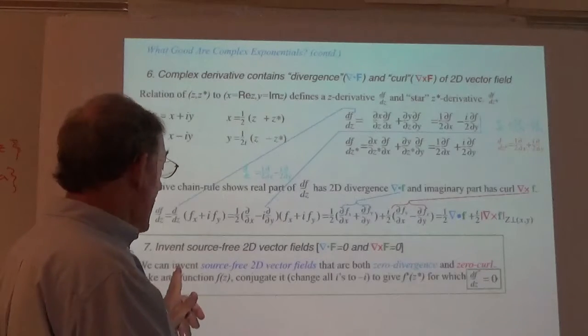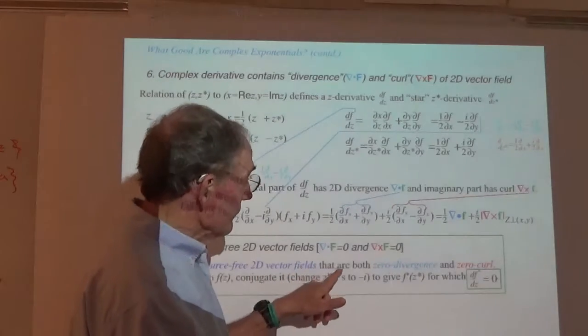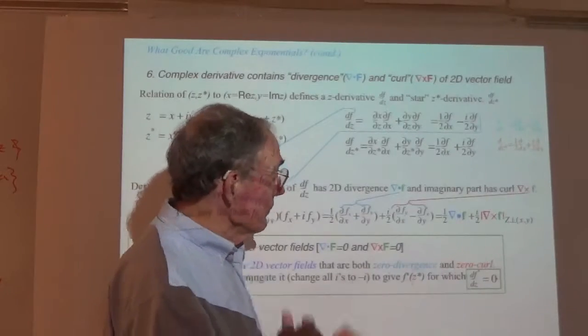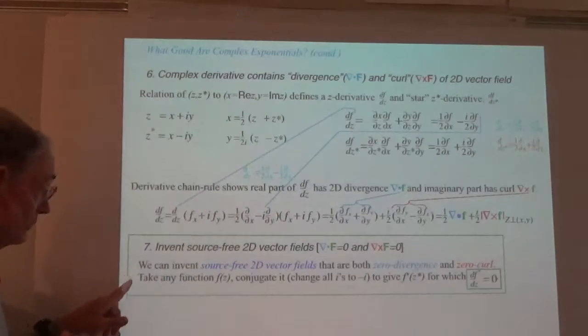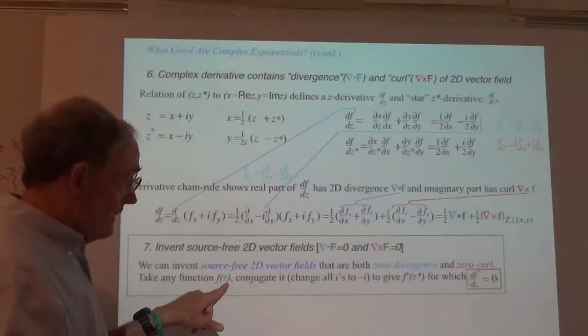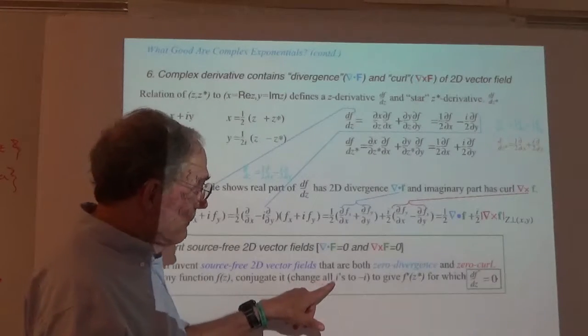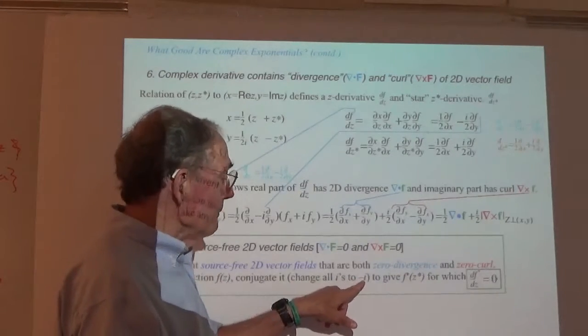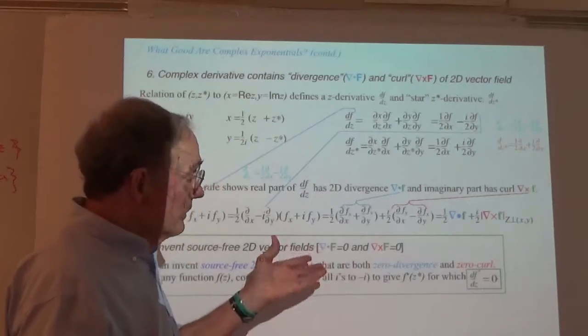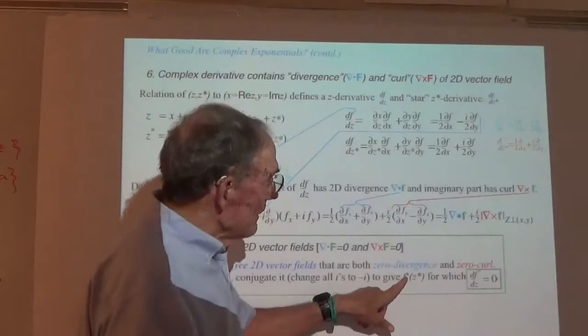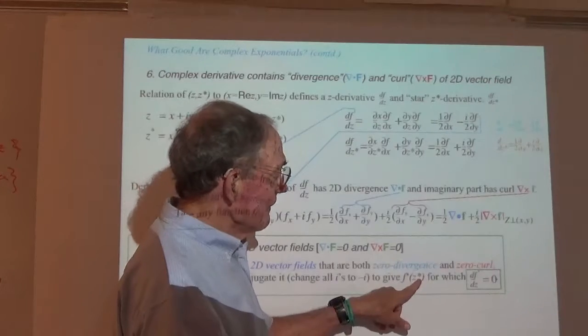So anyway, a source-free vector field that has both zero divergence and zero curl, you take any function of z, conjugate it, that's whatever, if there's any i's in there, turn them to minus i's, so that you get something that you would probably write as f star z star.